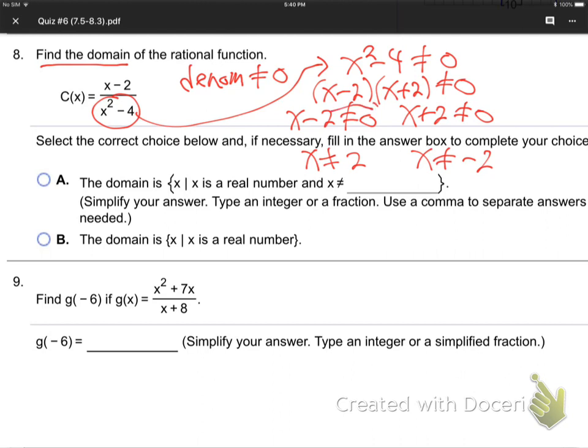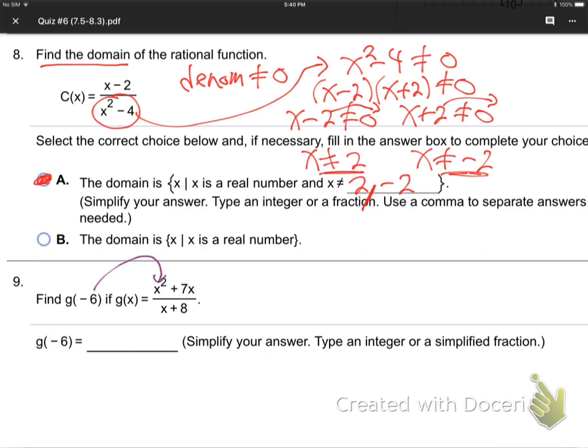When you just jump them to the other side, they just switch signs. So 2 and negative 2. So the domain is x cannot equal 2 or negative 2. Just put a comma between them. Either order, you put the negative 2 first and then the positive 2. It doesn't matter. Let's come on down to number 9, g of negative 6.